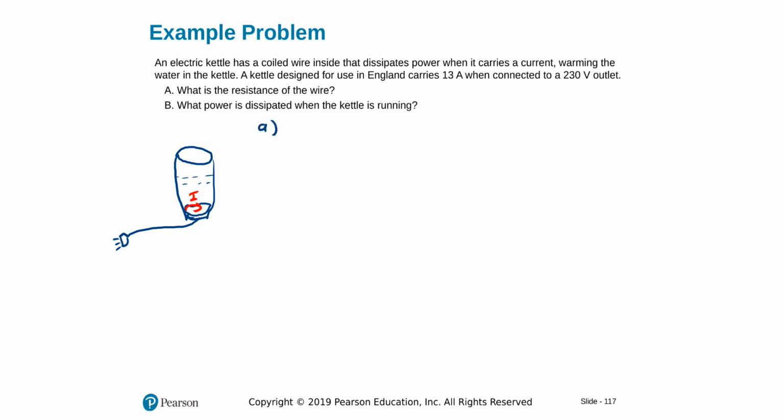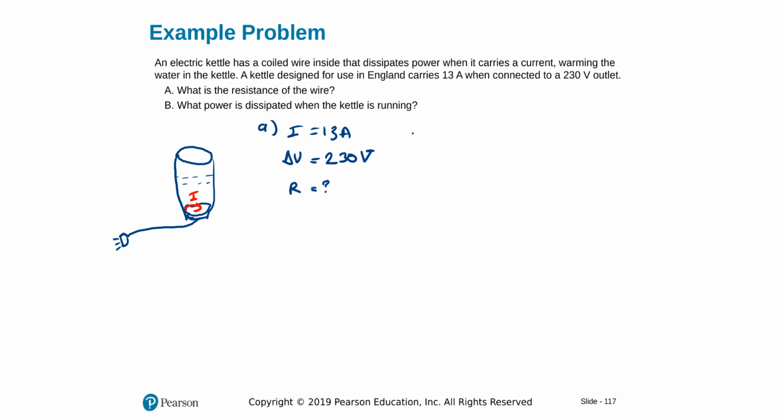So it says an electric kettle has a coiled wire inside that dissipates power when it carries a current, warming the water in the kettle. A kettle designed for use in England carries a current of 13 amperes when connected to a power source of 230 volts. What is the resistance of the wire?